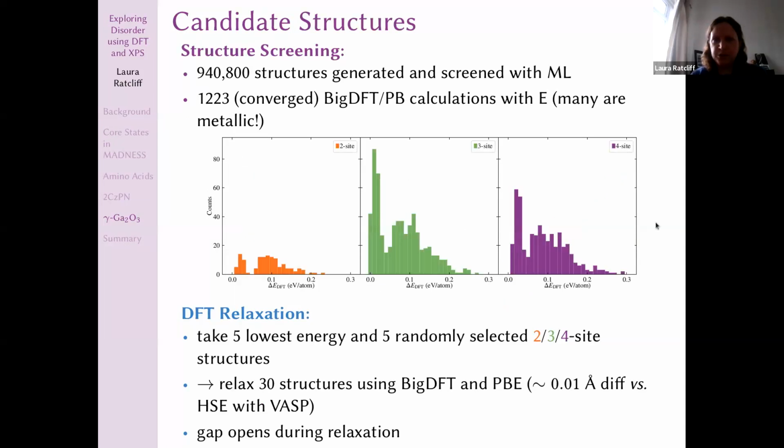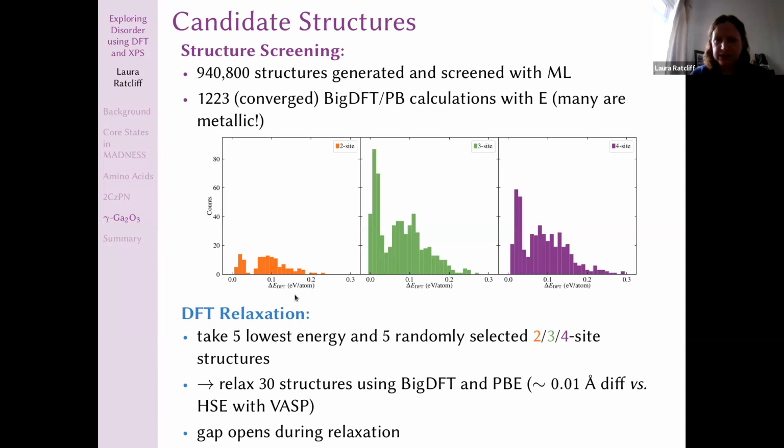So to summarize the screening process, we generated of the order of 1 million structures and screened them with this machine learning approach. And then we had about 1,200 converged PBE calculations. What was actually interesting to note is that many of these initial structures were metallic, which, given that gallium oxide is an ultra-wide bandgap material, was not exactly what we were hoping to see. But just to give you an idea of the range of energies we produced, we had structures where just 2 of the gallium sites were occupied, some where 3 were occupied, and some where all 4 were occupied. And we had this relatively large spread of energies.